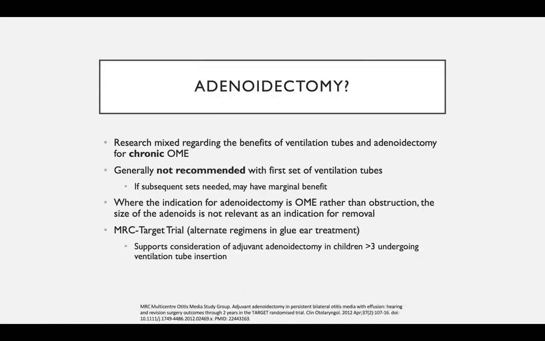So the research is quite mixed regarding the benefits of grommets and adenoidectomy for chronic otitis media with effusion. It's generally not recommended with the first set. However, if subsequent sets are needed, the benefit is marginal. So where the indication for adenoidectomy is OME rather than obstruction, then the size of the adenoids is not actually relevant as an indication for its removal. And the MRC TARGET trial, which highlighted alternate regimens in glue ear treatment, showed that it actually supported the consideration of an adjuvant adenoidectomy in children over 3 undergoing ventilation tube insertion.